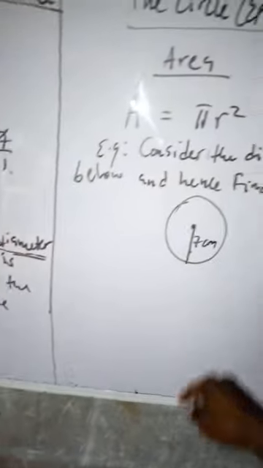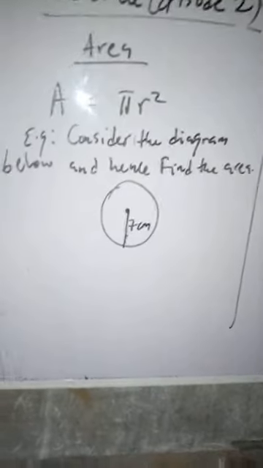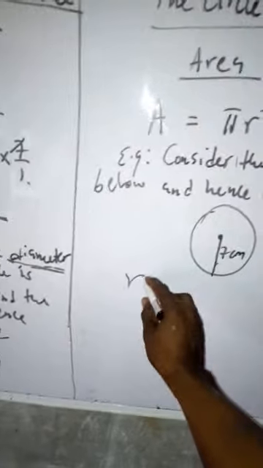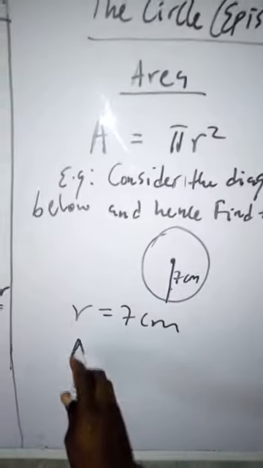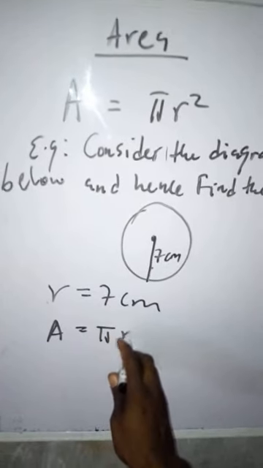Okay, let me give 7 cm. Now when you look at this, even though the line runs from the center and down, it's still the same thing as the radius. The radius there is 7 cm. You're supposed to know that. Now, radius is 7 cm.